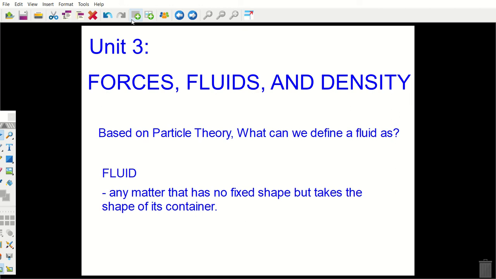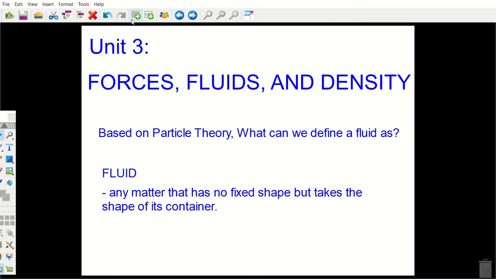And welcome back to science, everybody, and forces, fluids, and density. Last lesson, we took a brief look at what particle theory was, and today we're going to be looking at two particular quick things. I'm going to keep this lesson short. We're going to be looking at what a fluid is and what viscosity is. So throughout this video, in about 5 minutes or less, we're going to look at those two items.